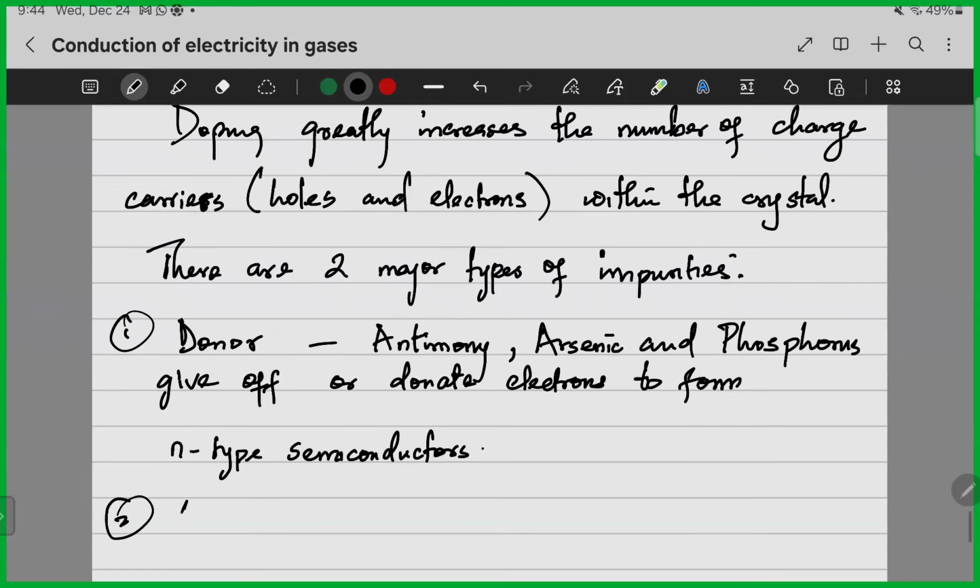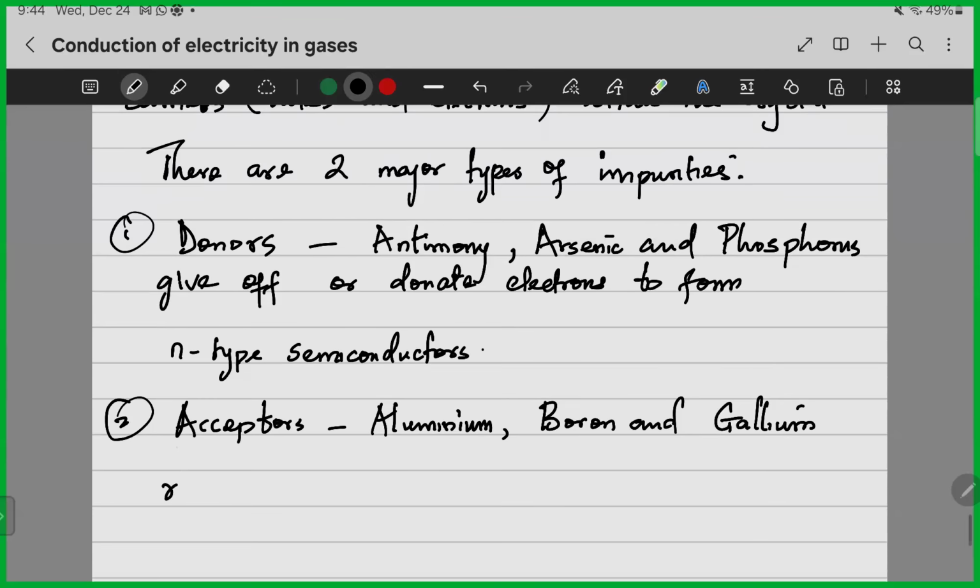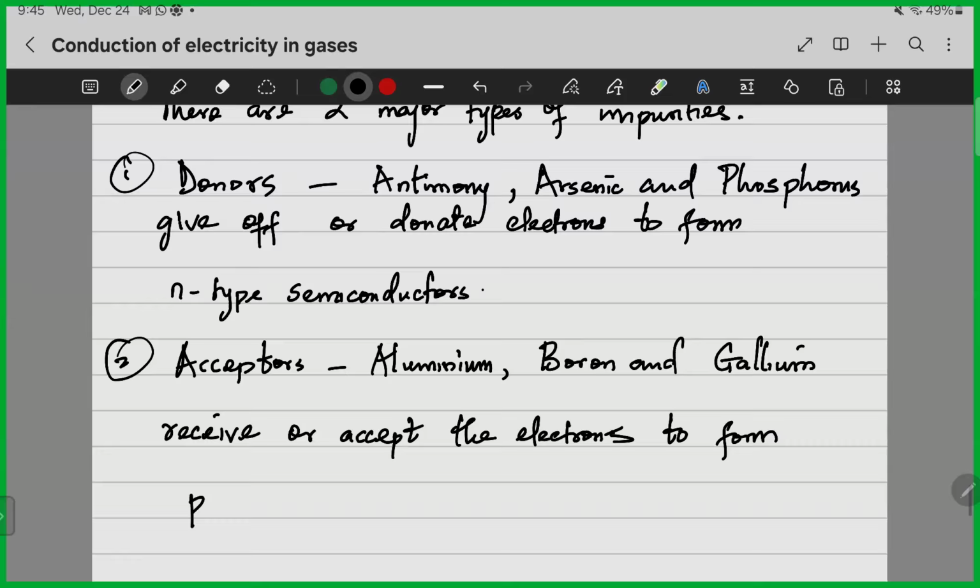While the other type is called acceptor. Examples of those acceptors are aluminum, boron, and gallium. So these ones receive or accept the electrons to form P-type semiconductors.